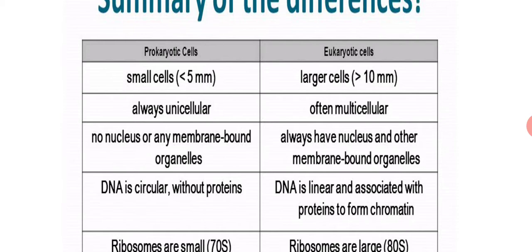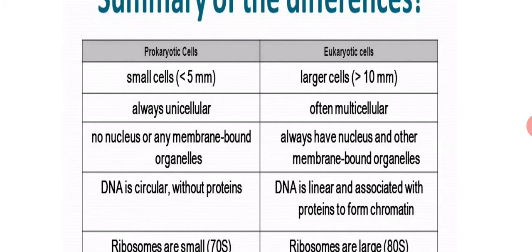At first we will discuss small size and large size. It means we differentiate on the basis of their size. Prokaryotes are smaller in size than the eukaryotes. Prokaryote cells are always unicellular, while eukaryote cells are often multicellular. Prokaryotes have no nucleus or any membrane-bound organelles, while eukaryotes always have a nucleus and other membrane-bound organelles.